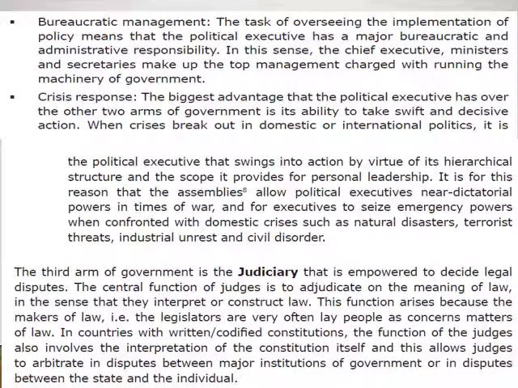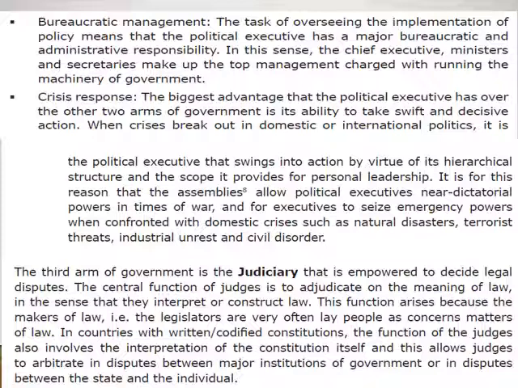Bureaucratic management. The task of overseeing the implementation of policy means that the political executive has a major bureaucratic and administrative responsibility. In this sense, the chief executive, ministers, and secretaries make up the top management charged with running the mechanism of government. Another function also is crisis response.